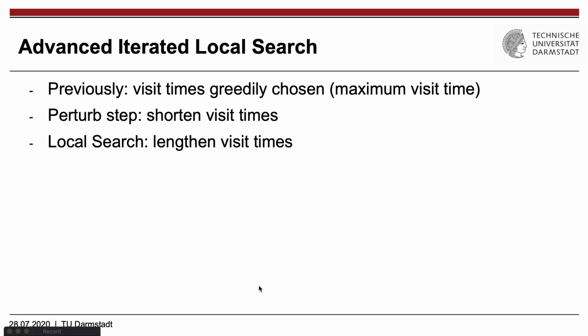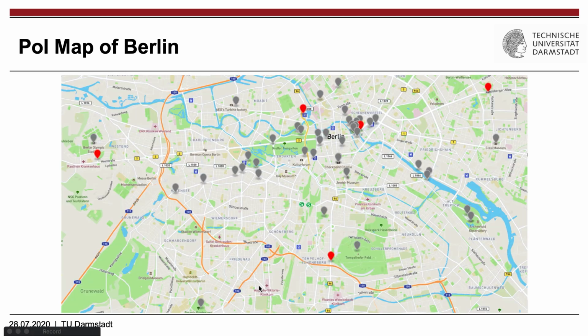In the advanced iterated local search, the perturb step also is enabled to shorten the visit times, and the local search step is enabled to lengthen the visit times. So in this advanced version we can also play around with the visit times.